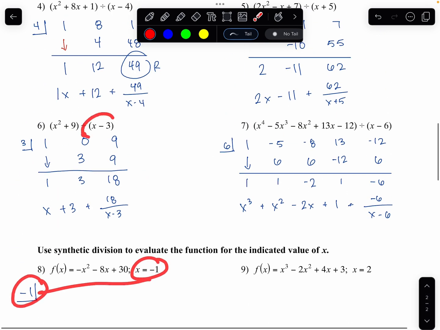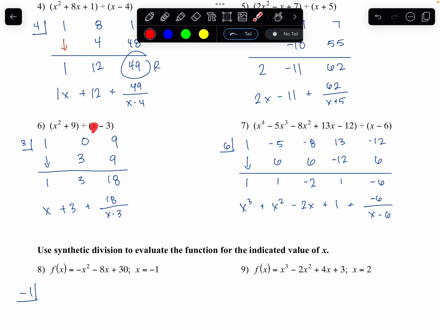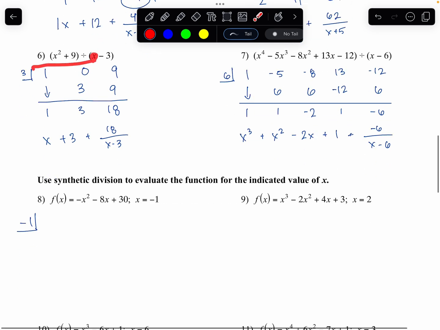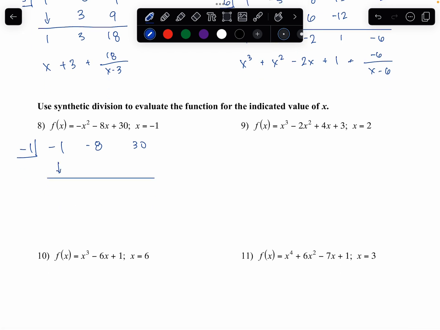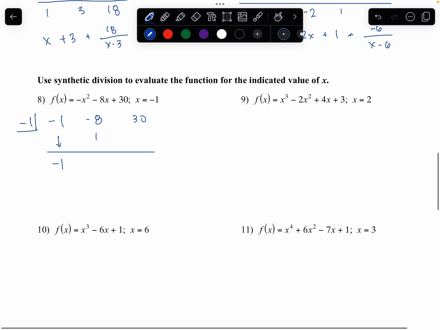Up here, it's very different. We have to find what number is going to make that 0. Here, it's telling us what it is. So -1, and then we're going to write the coefficients: -1, -8, and 30. We're going to drop the -1. We multiply the two numbers here: -1 times -1 is +1. We combine the terms. So -7, multiply, that's going to give me +7. And then 37 is what I put there.